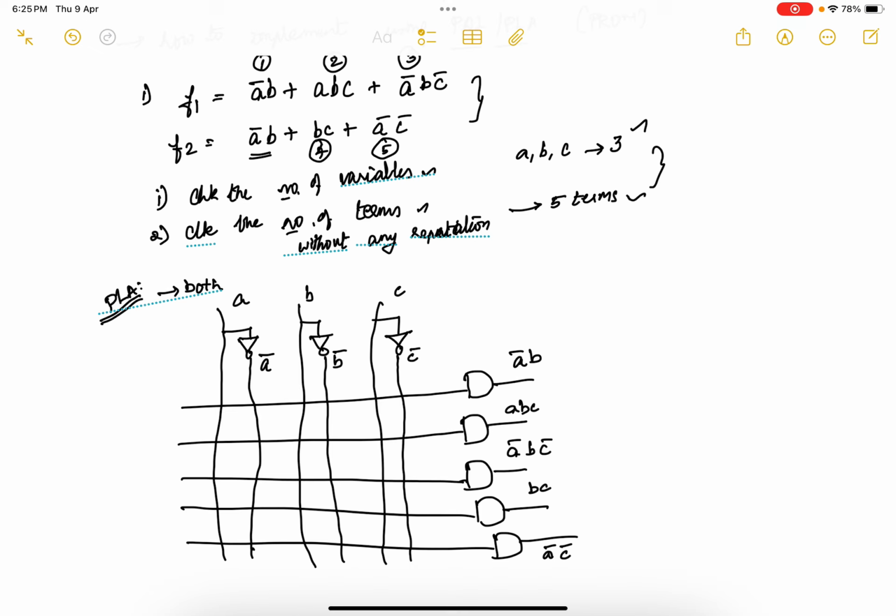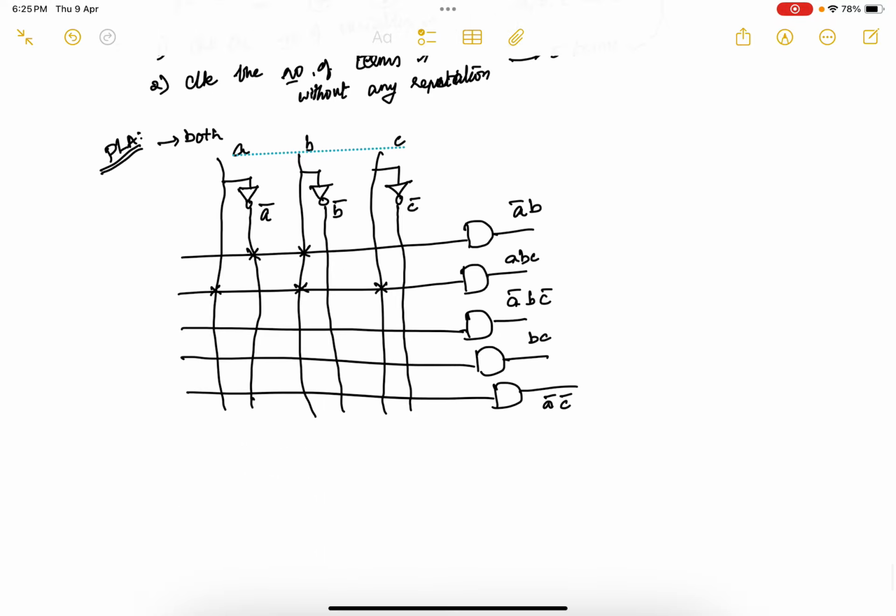Now what do you want to do? A bar B means you want to program it: A bar is programmed and B is programmed. So this will produce A bar B. The second one, A B C: A is programmed, B is programmed, and C is programmed. Wherever it is programmed, I am making a cross mark. Similarly, the next one is A bar B C.